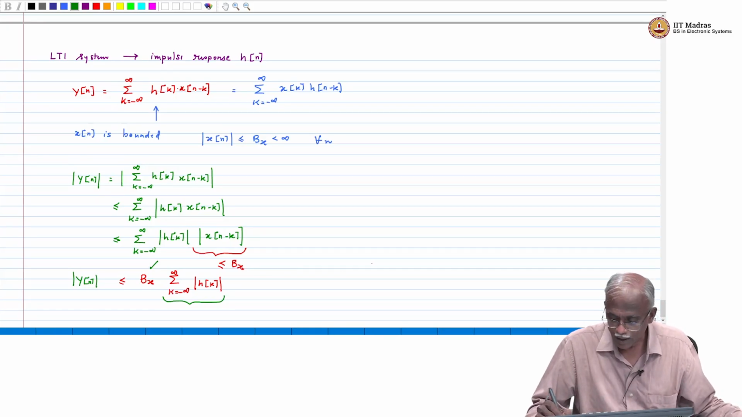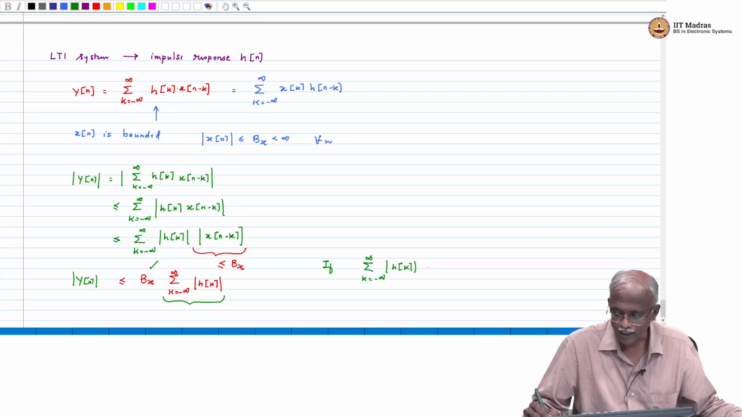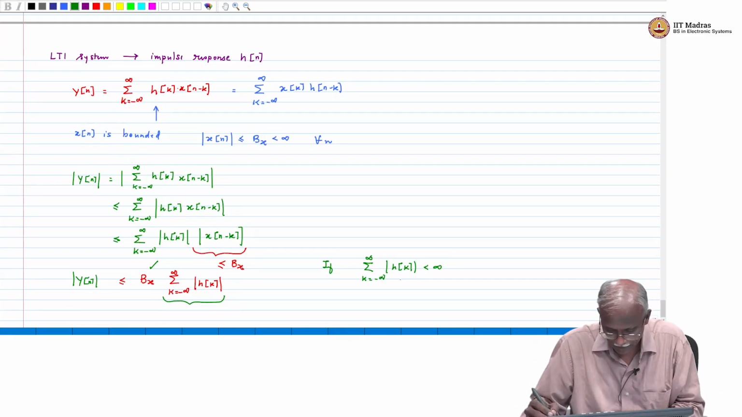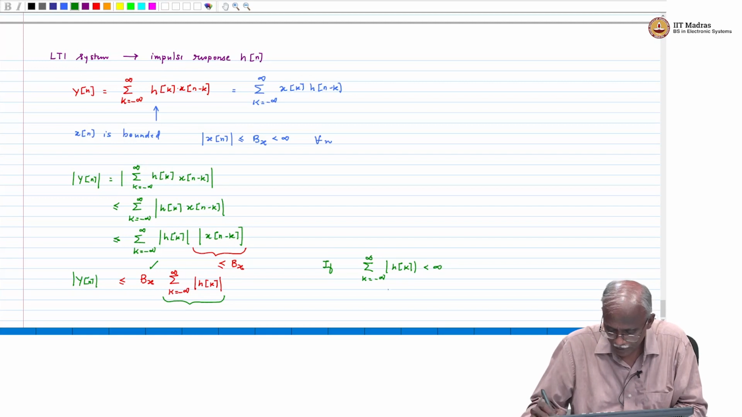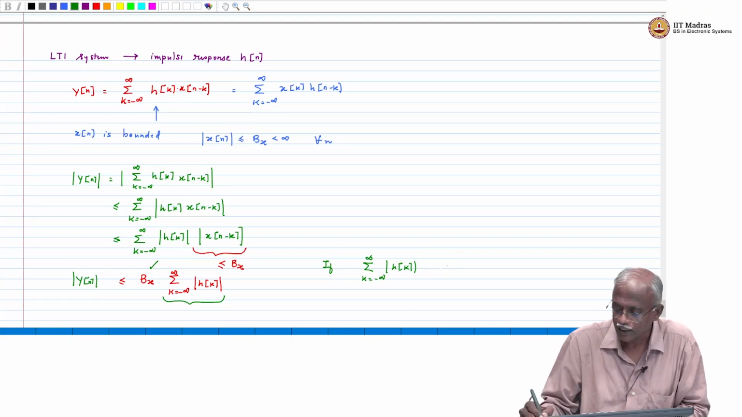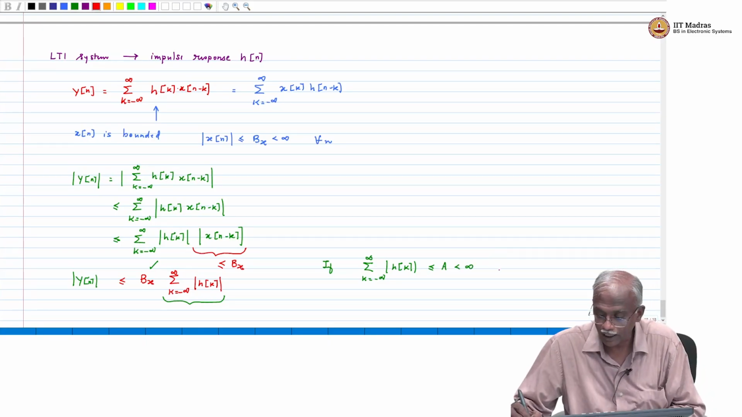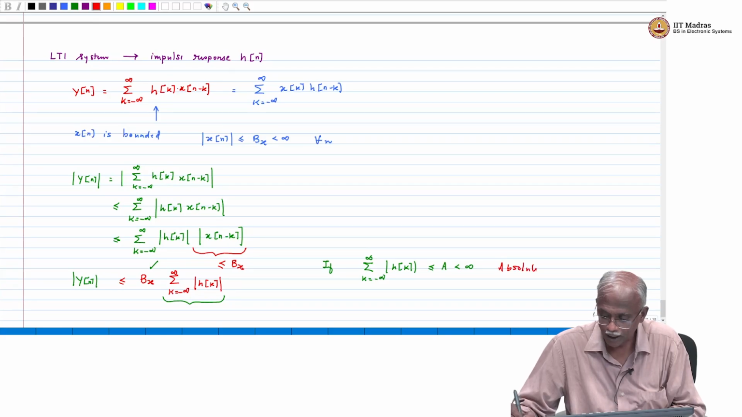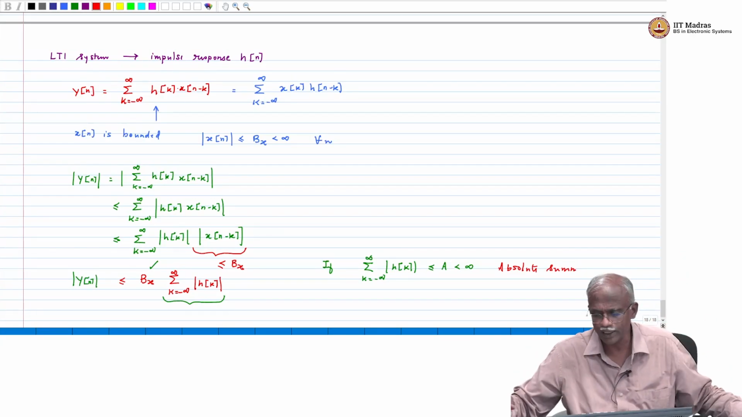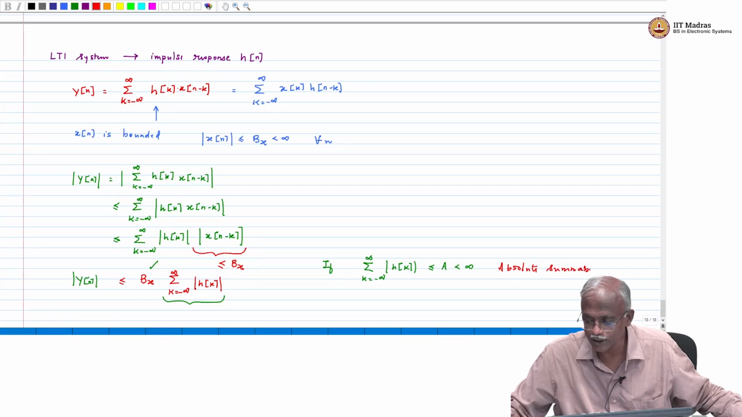So, what we are saying is, if summation k equal to minus infinity to infinity mod h of k is less than infinity, that means it is some finite value, then let us say that that finite value is equal to a. So that means let's say that this is less than or equal to a, which is less than infinity. This is the condition for absolute summability. Absolutely summable, right? When you take each element of the sequence, take the absolute value and then sum it up, that is the condition for absolute summability.